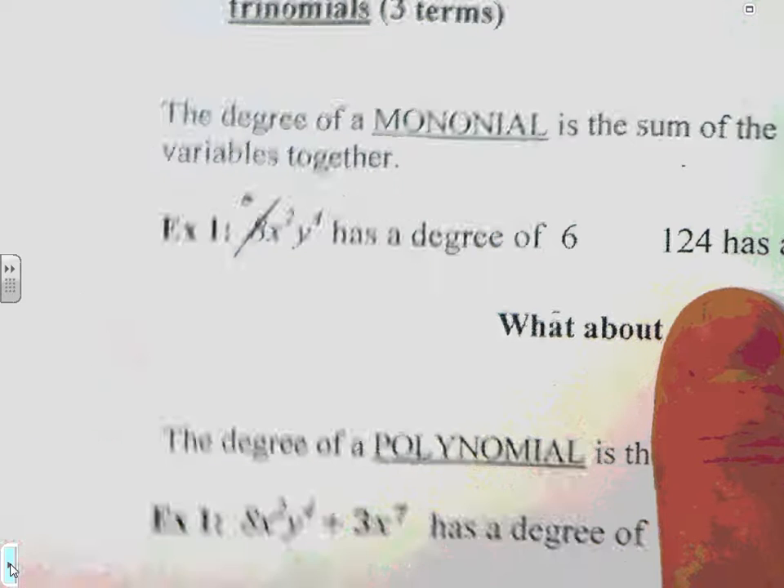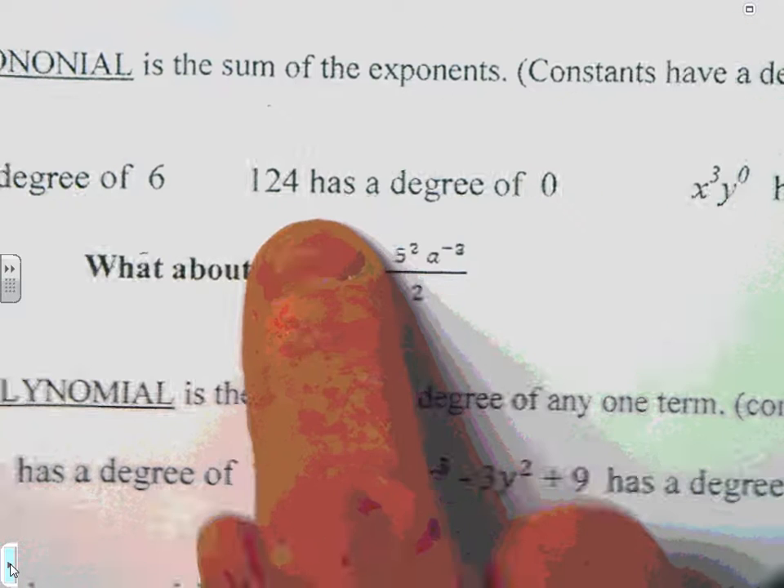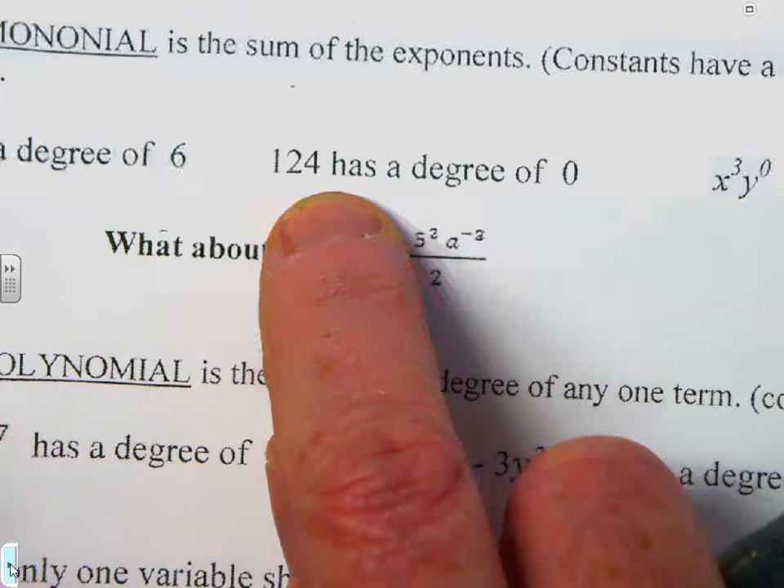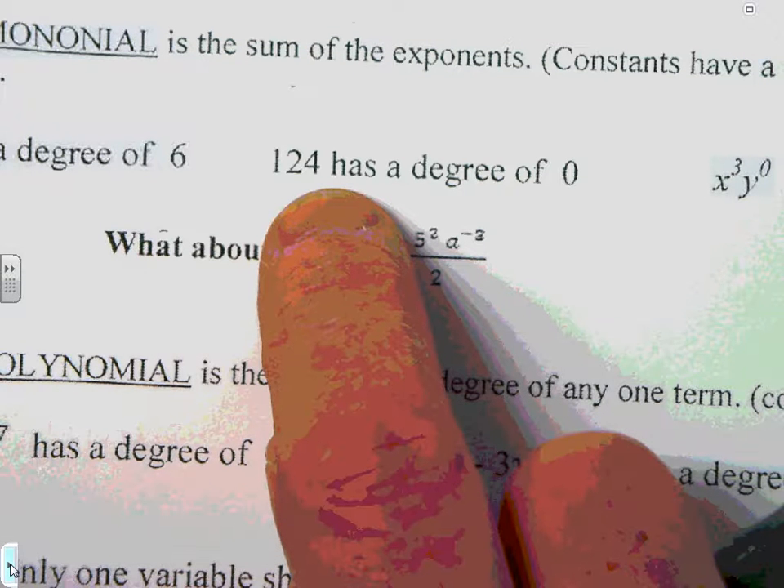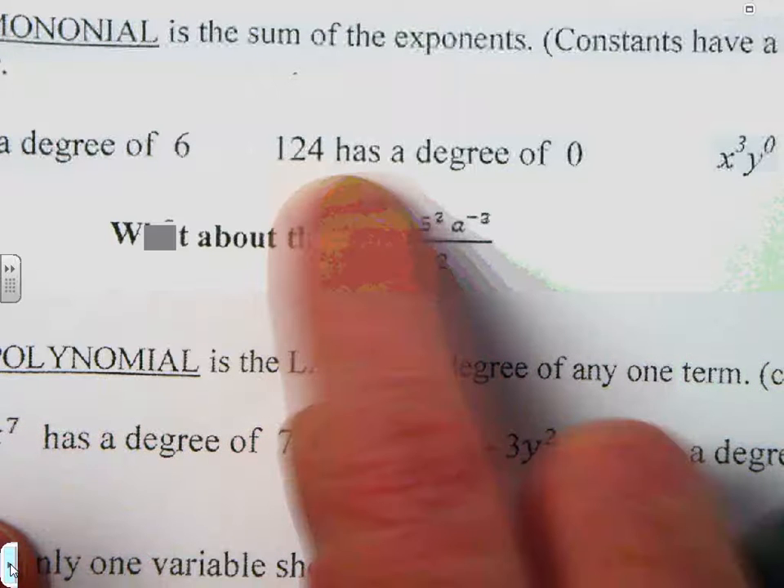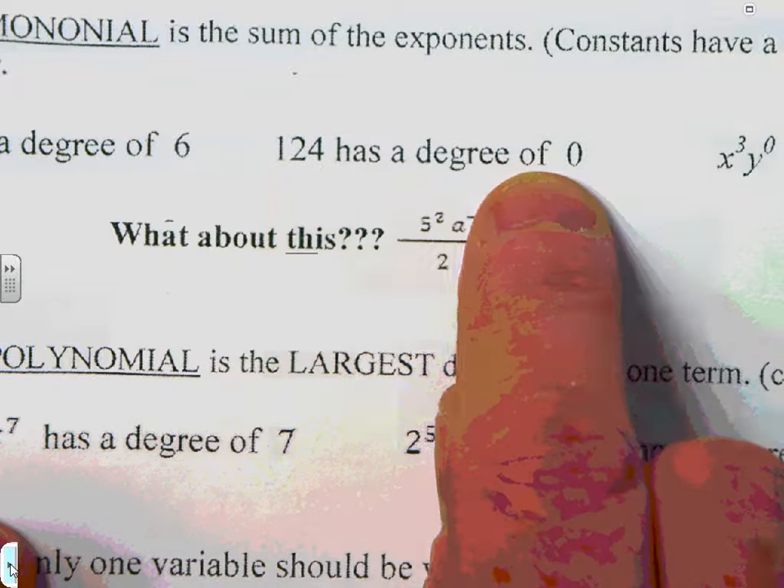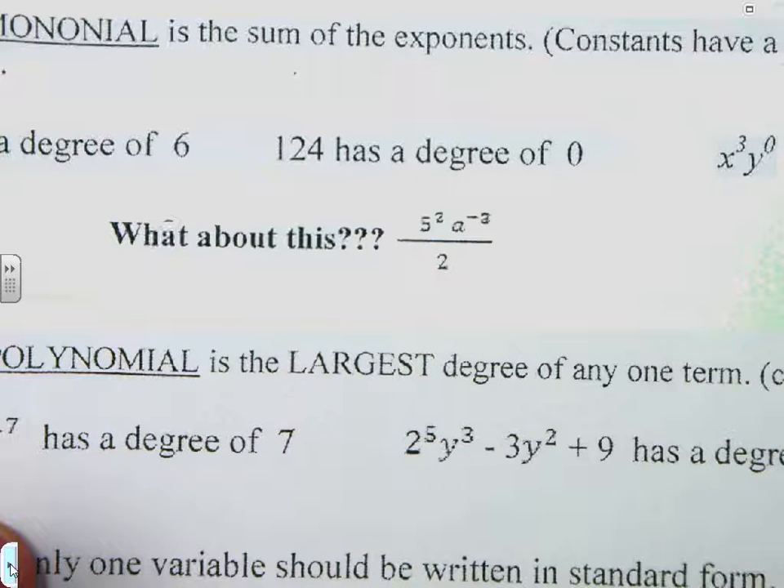On the next problem, notice it's just what we call a constant. There's no variables attached to it or anything else. It's just a, quote, constant or normal number, like I like to say. And so it would have a degree of 0.